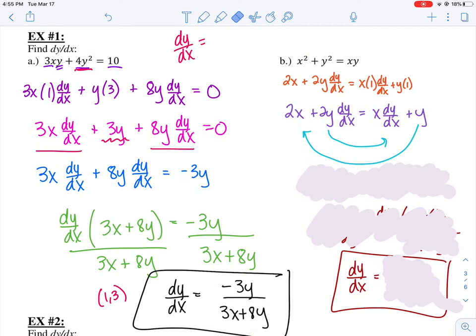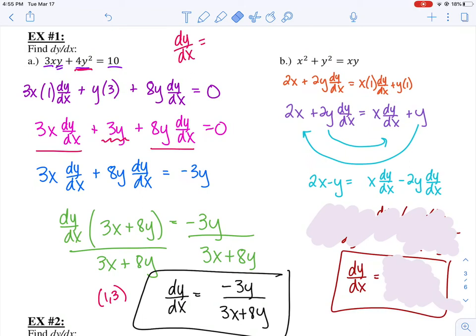So I'm going to move my dy dx's to the right side. I'm going to move anything without a dy dx to the left side. It technically doesn't matter which side you move it to. We should all still get the same answer in the end. That's just what I decided to do on this one. You try it.